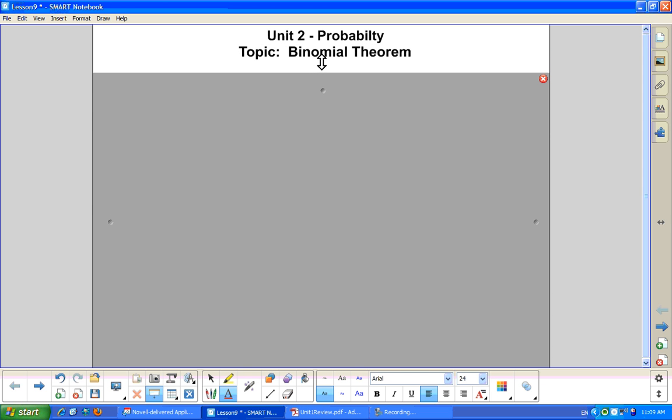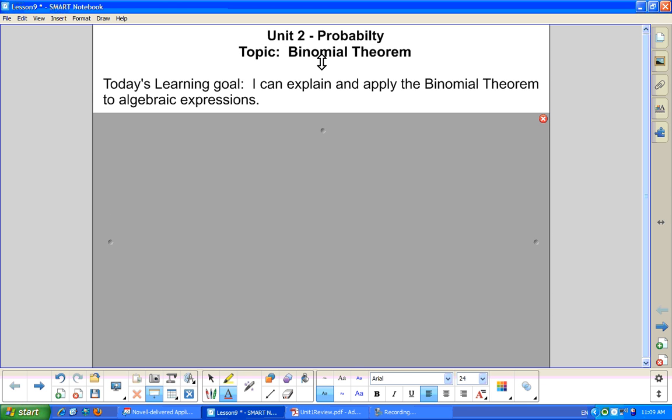Before we get into probability today, we're going to be looking at the topic binomial theorem. The learning goal we have together is that by the end of not only the lesson but also your homework, I can explain and apply the binomial theorem to algebraic expressions. This is kind of the only algebra lesson for the entire year in this course. So let's get going with that then.